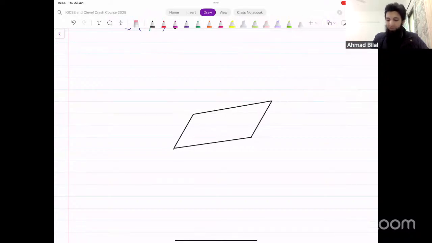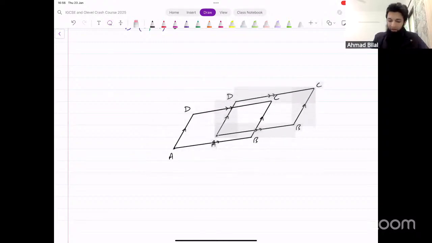All right, so I have a parallelogram like this, and let's say it looks like this. The vertices are A, B, C, and D. All right, it's a parallelogram. That means the opposite sides are equal and parallel, right? So it looks like this.